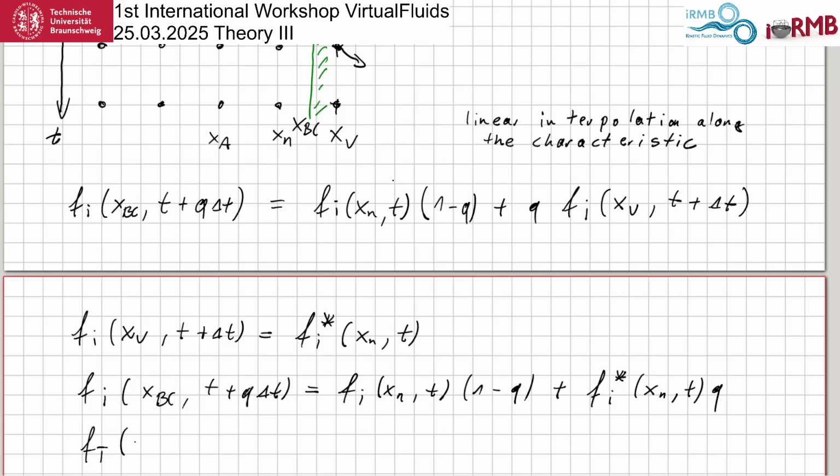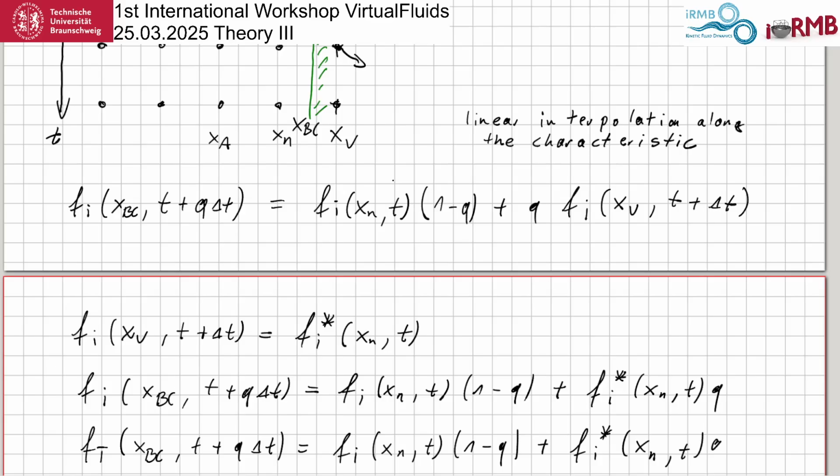So the opposite direction at x boundary, t plus q delta t is simply fi. So we'll just do the bounce back. So we flip. That's all we do. fi at xn and t times 1 minus q plus fi after the collision at xn, times q.